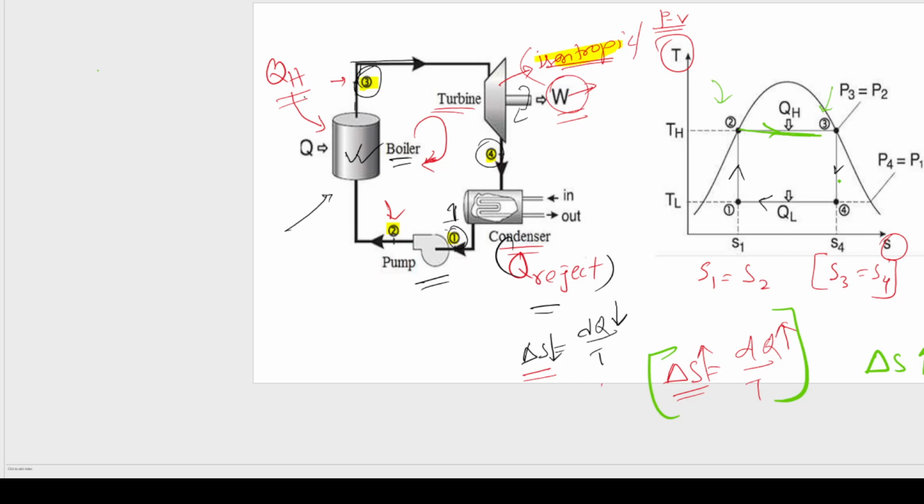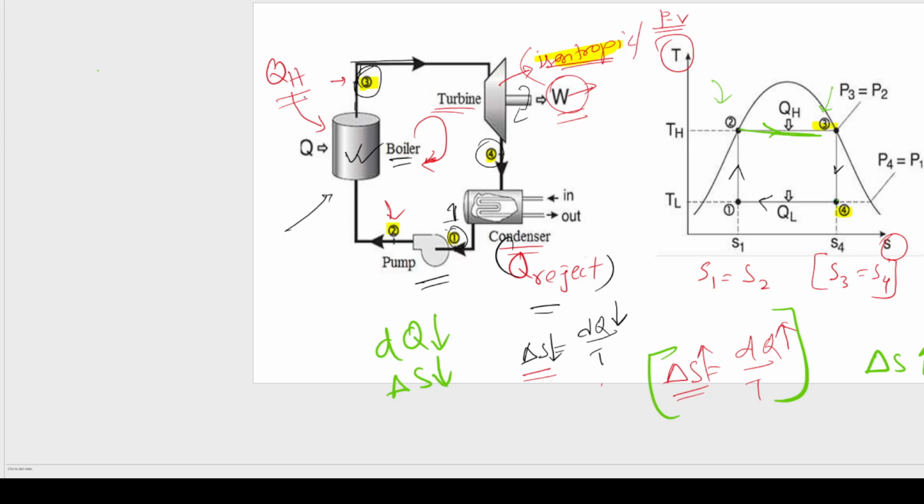Now take a look at point 3 to 4. In between that we are using a turbine, and in a turbine we have already mentioned that an isentropic process is going to take place. That means entropy is going to remain the same. After that we can talk about point 4 to 1. What is in between point 4 to 1? Yes, that's a condenser, and the condenser is taking the heat out. That means dq will decrease, and of course, as the heat decreases, delta S is definitely going to decrease.